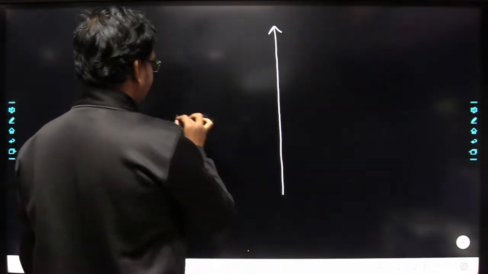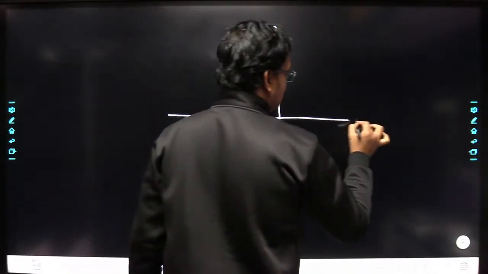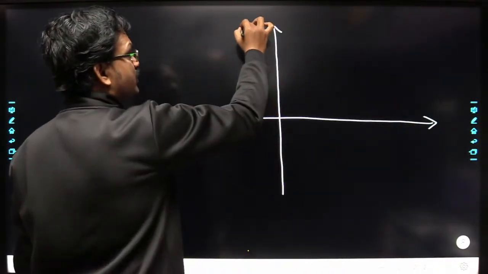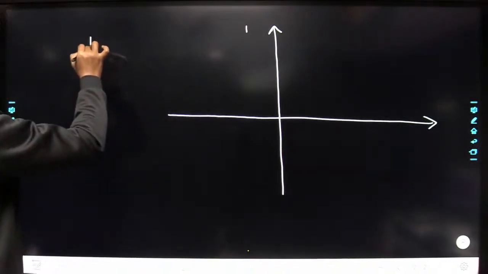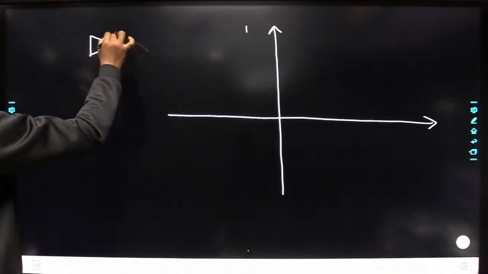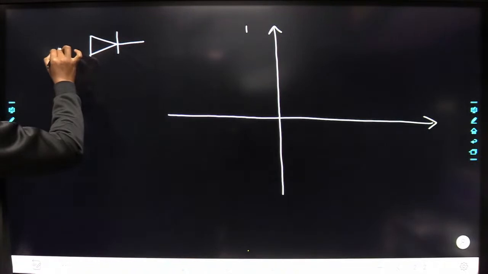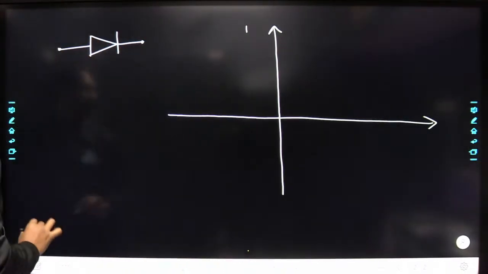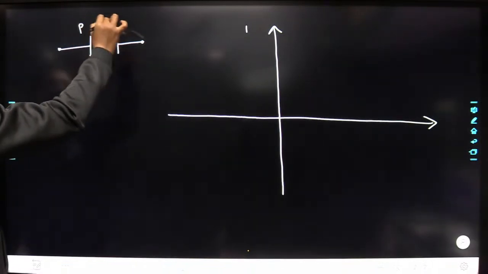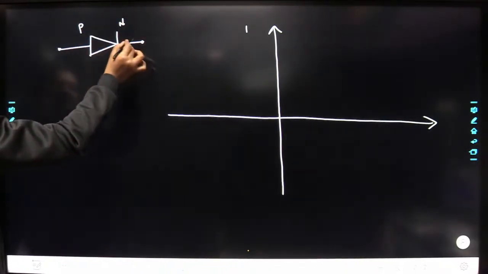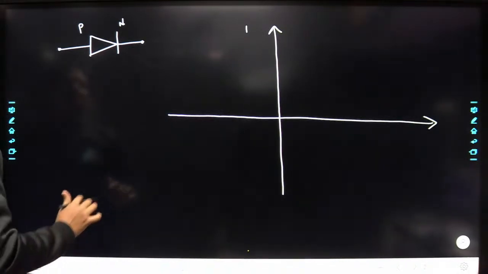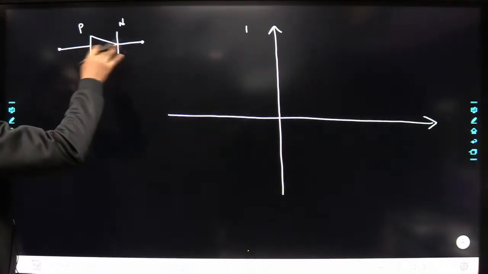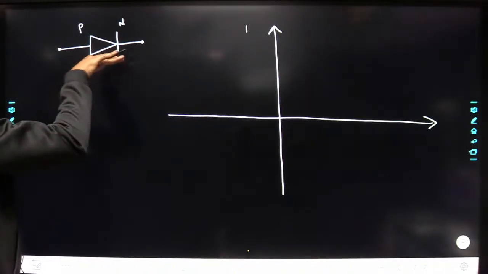So I am drawing the VI characteristic of a diode. Let us consider a diode. This is the P side and this is N, or you can say anode and cathode. Now always the current will flow from where to where here? From P to N. Always the current will flow from P to N.